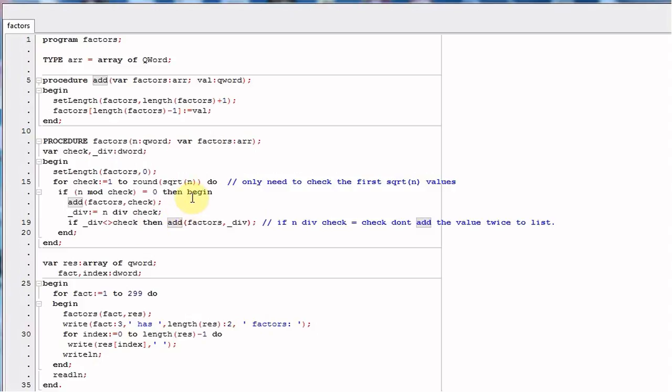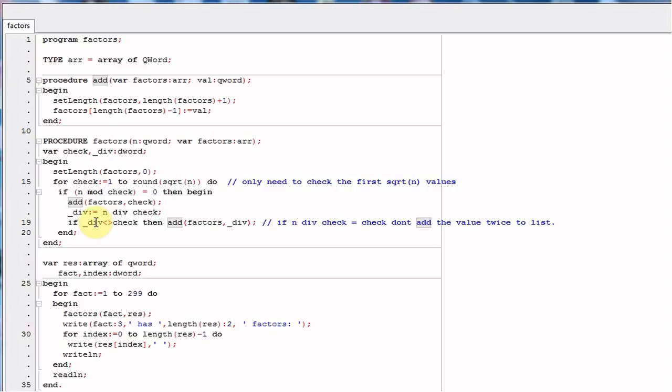The only optimization I came up with in this algorithm is the square root of n. If I want to check how many factors 100 has, I only have to check the first 10 values. If I want to check how many factors 1000 has, I only have to check the first 100 values. So it is a pretty good reduction right there, a pretty good optimization. And like I said, with one check I get two factors, just making sure that the numbers are not repeated.